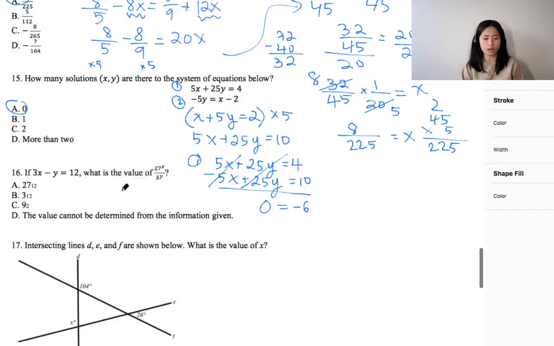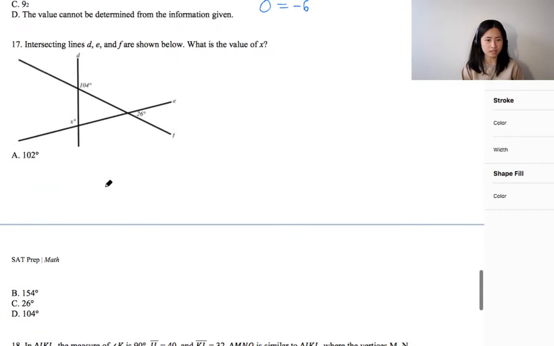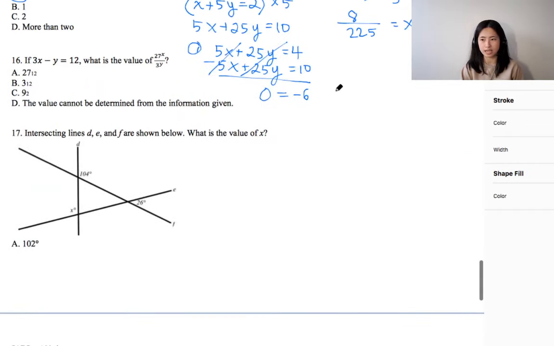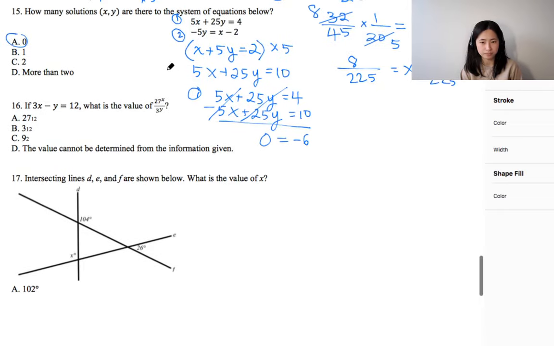Okay, so we're almost there. Couple of things: we have 16 and 17. If we look at 16, here's the tricky part. They're giving us 3x minus y is equal to 12, and it says, what is the value of 27x over 3y?